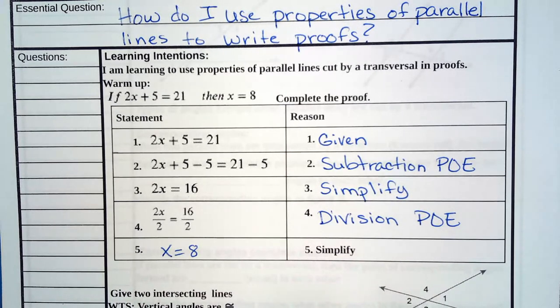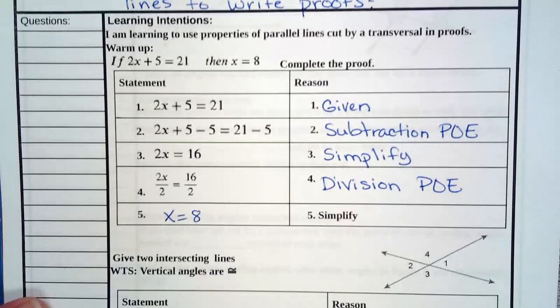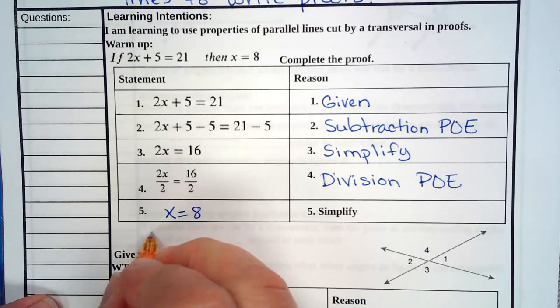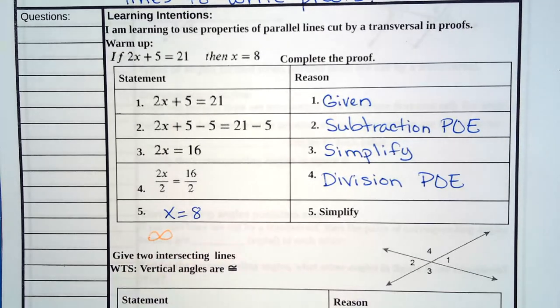Now, we've simplified. I want to tell my reader that we are done, so I'm going to use the infinity sign because that's the one I like the best. You can use QED. There's a third one. I'll have to look it up because I always forget it.